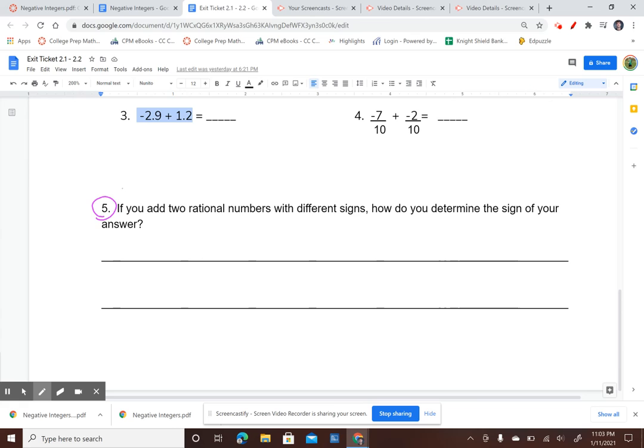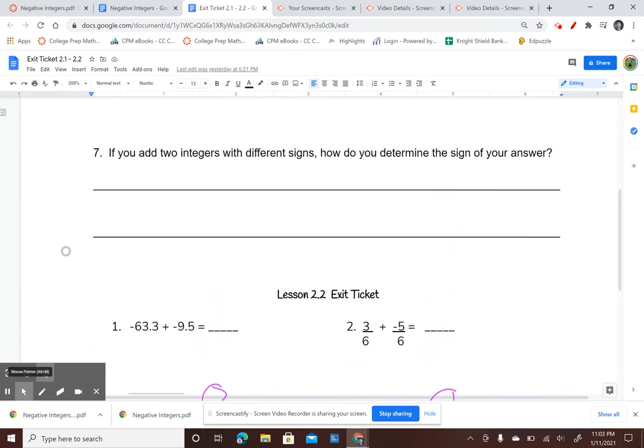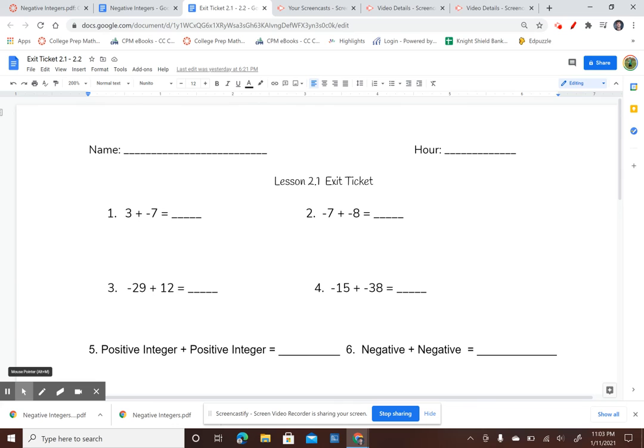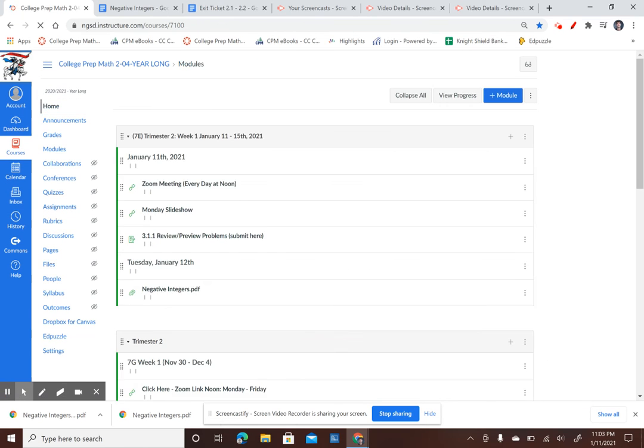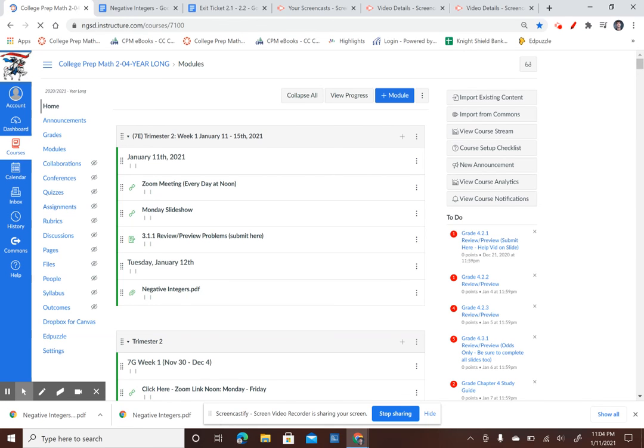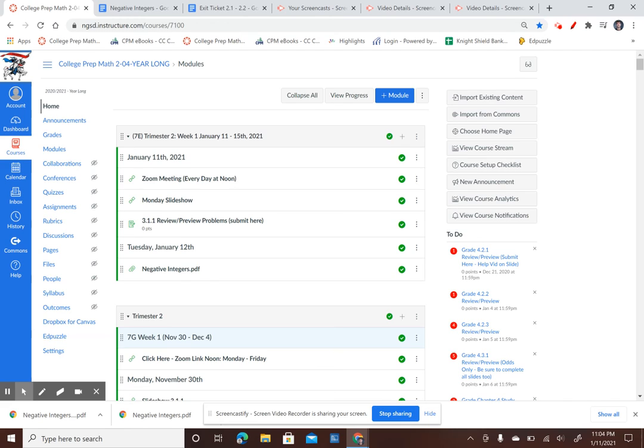All right, and then once you have written in what you would like to here, you've answered your questions up top here, your exit ticket is complete. You are going to go back into Canvas, and you are going to submit under Tuesday, January 12th, where it says exit tickets 2.1 and 2.2. All right, and that's how I know that you worked on today's work and you have a good grasp on the skills that we've talked about today.